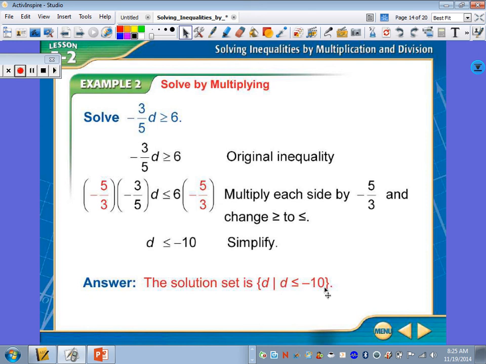Again, if you just have D is less than or equal to negative 10, which is what they have right here, I'm fine with that. Most students don't use such that. Okay, that's totally a math thing.